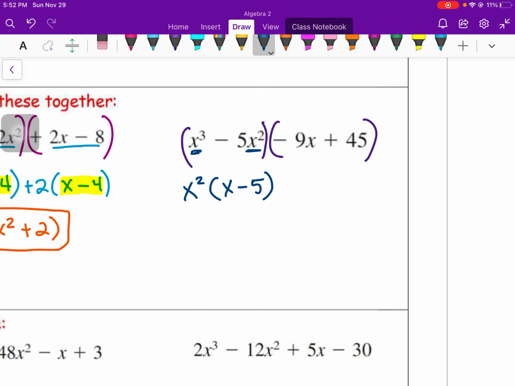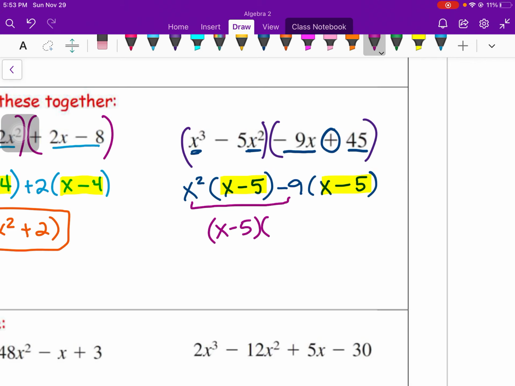And then in my second two, I got a negative 9x and a 45. So I can take out a negative 9, and I'm left with an x. Minus a minus is going to give me a positive, so this turns to minus. 9 times 5 gives me 45. So I notice I've got an x minus 5 and an x minus 5, exactly what we were hoping for. So we can take our x minus 5 out front and then put these two together.